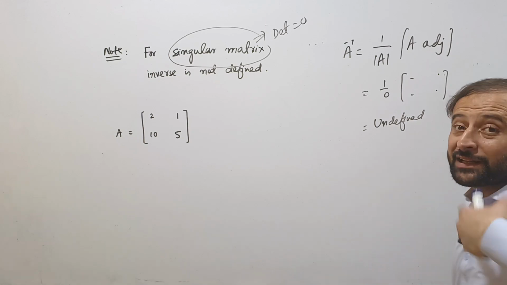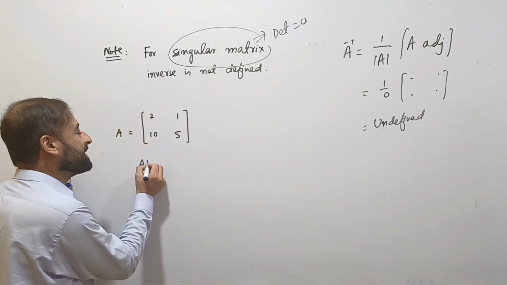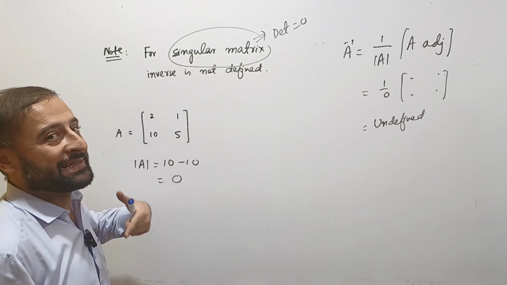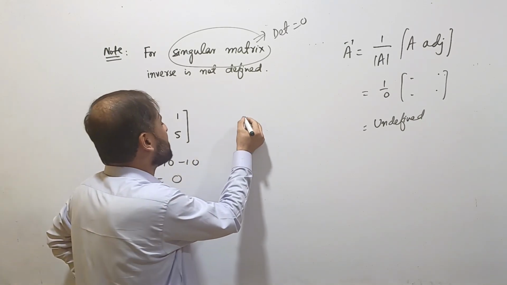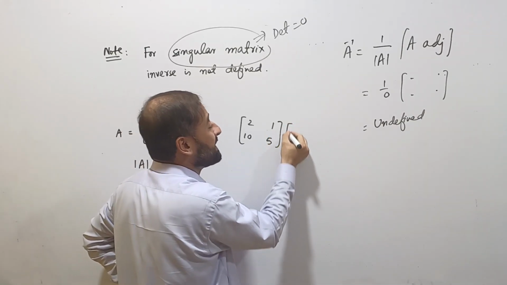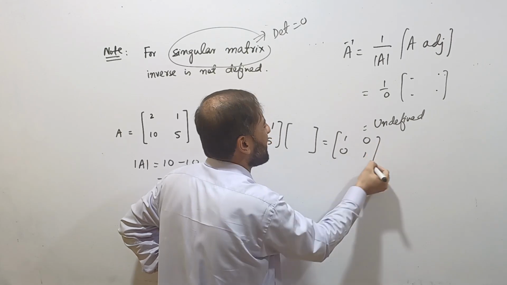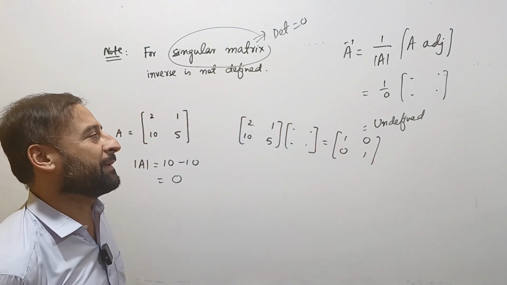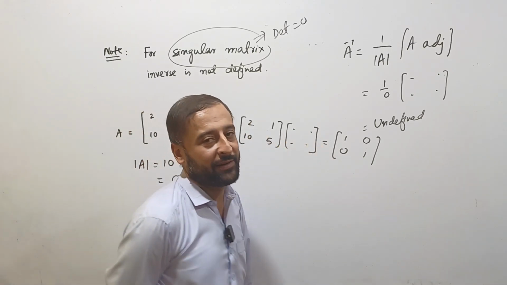For example, it is a matrix A. Its determinant is clearly 0: 10 minus 10 is equal to 0. We say its inverse is not possible. It is a singular matrix. It means that it's not possible to find a matrix which, when multiplied with this matrix, will give me the identity matrix. This matrix is not possible, my sweet students. It's not possible to have a matrix multiplied with this to give us the identity result.